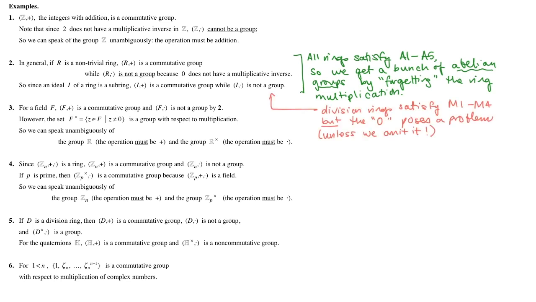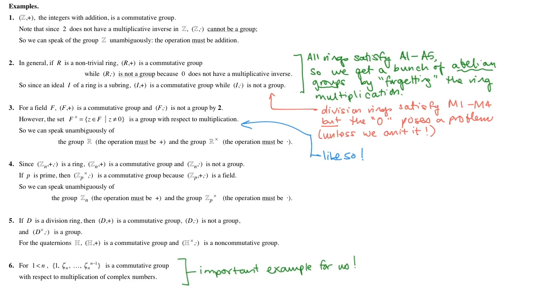If we wanted to fix the ring to make it a group under multiplication, we could throw out 0, right? And I guess we'd need to know that it's a division ring so that every non-zero element has a multiplicative inverse. In that case, we do get a multiplicative group. Just like in number 3, remember, a field is a commutative division ring.